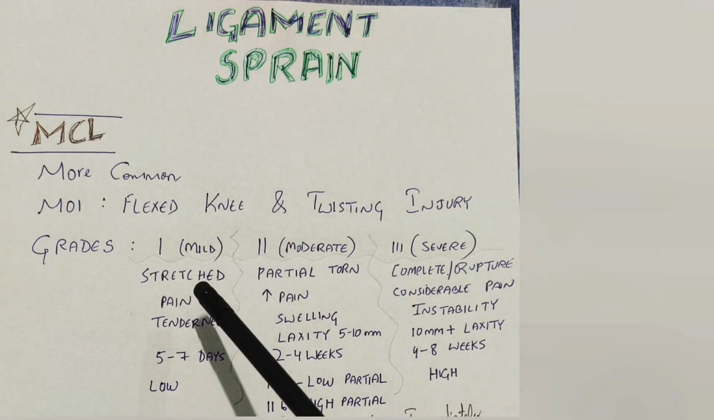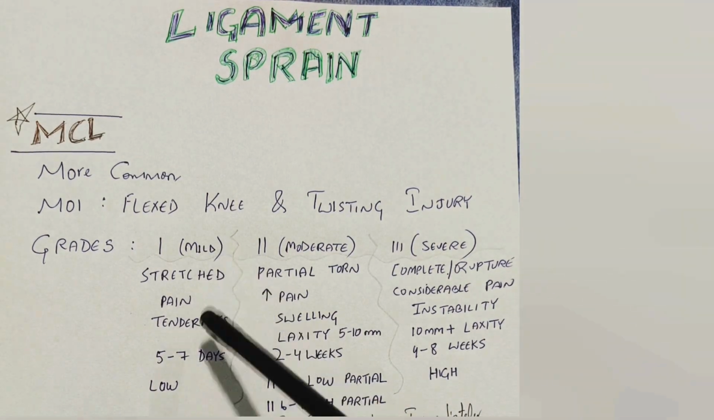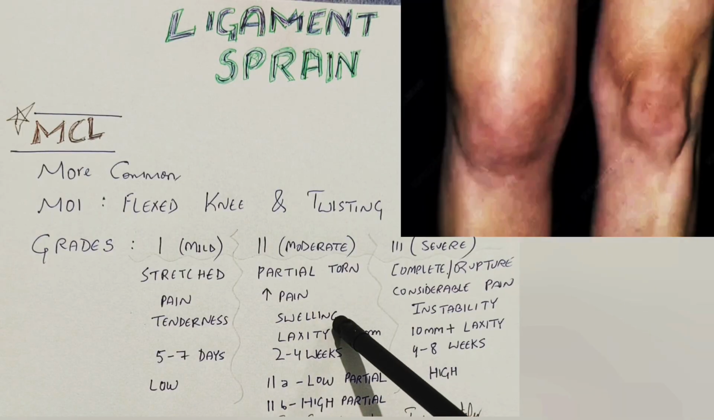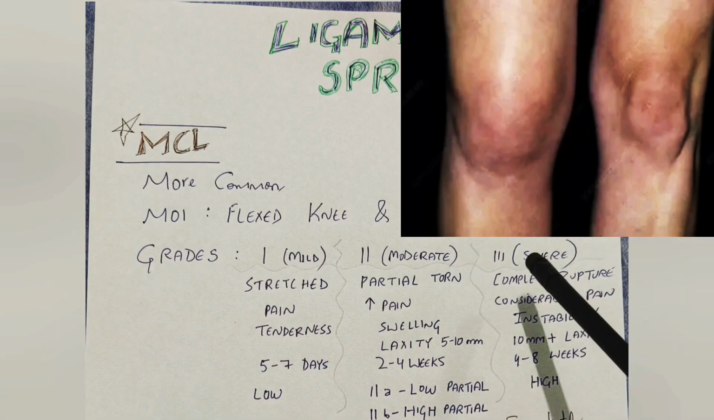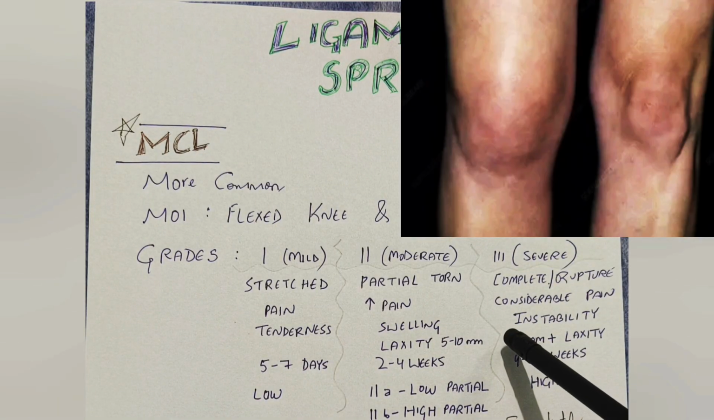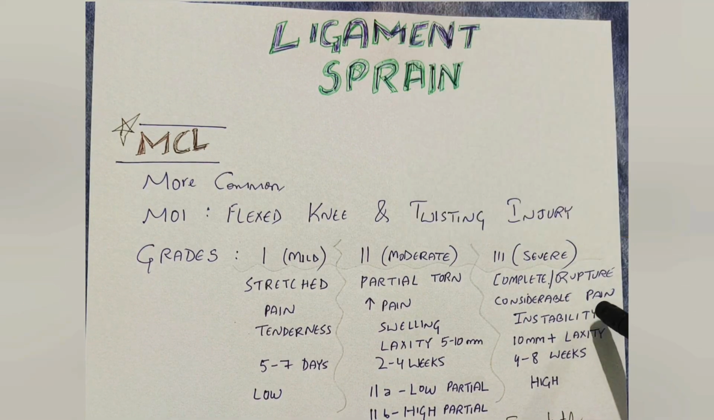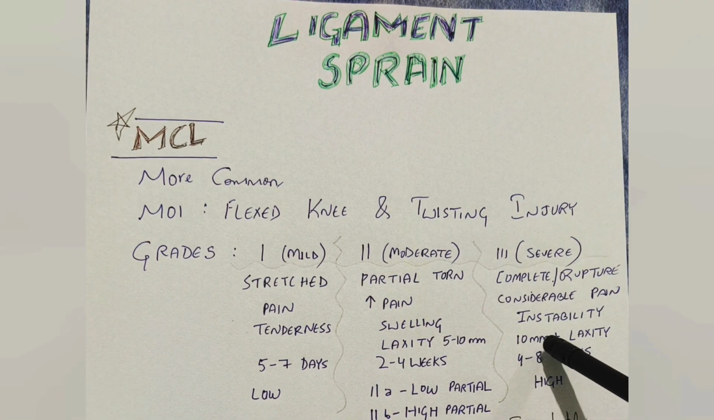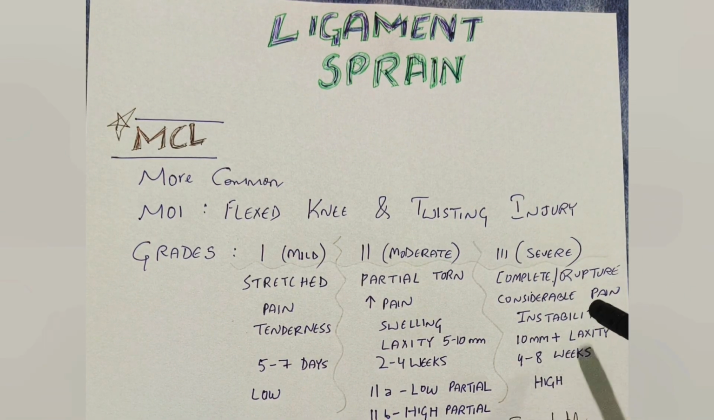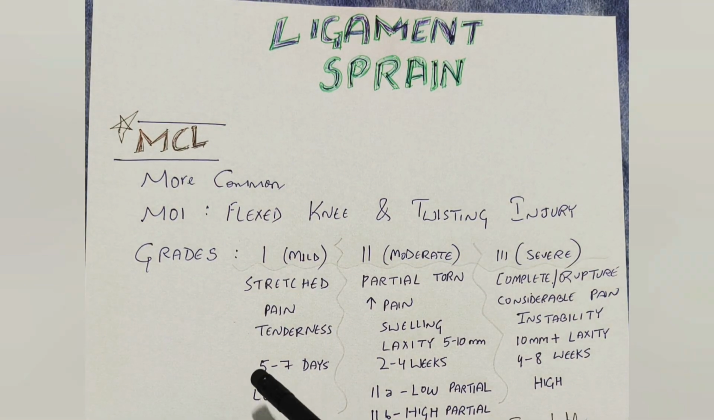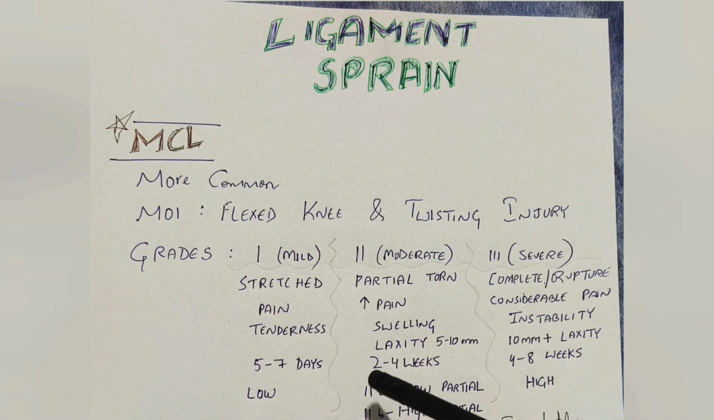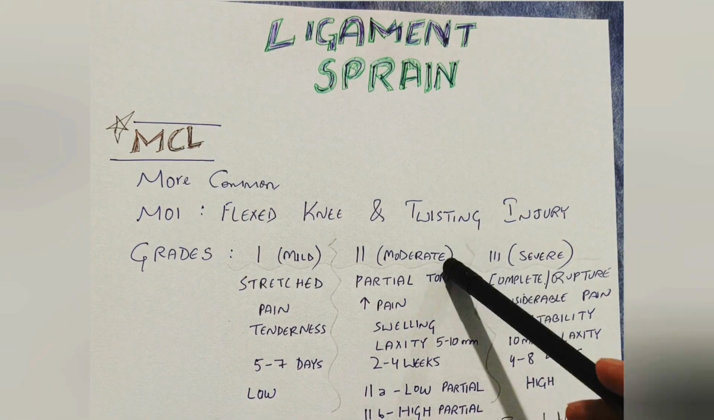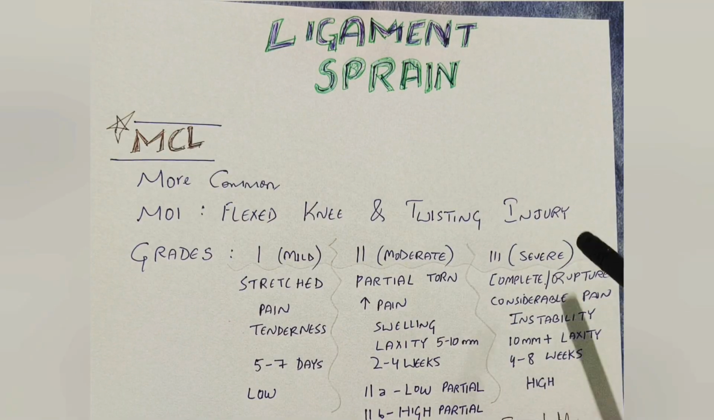The symptoms are pain and tenderness in grade 1. In grade 2, there is more pain, there is swelling, and there is a laxity of the ligament of 5 to 10 mm. In grade 3, there is pain, swelling, tenderness plus instability, and 10 mm or more than 10 mm laxity. Now the healing takes about 5 to 7 days for the mild injury, 2 to 4 weeks for the moderate injury, and 4 to 8 weeks for the severe injury.